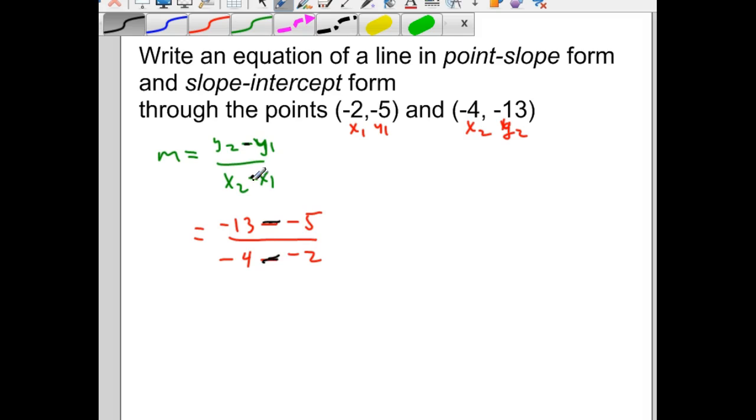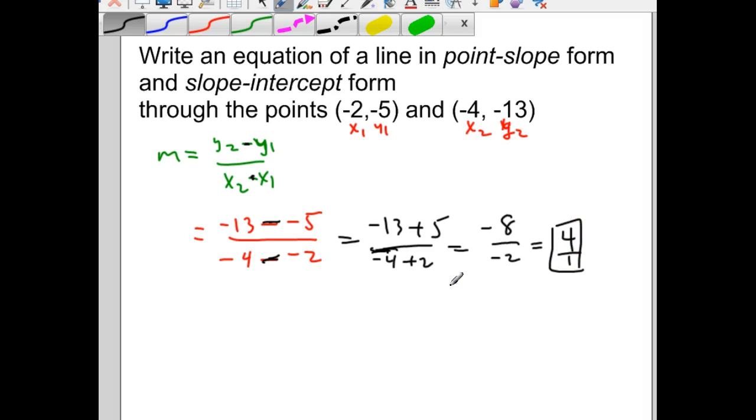And then I replace the y2, y1, x2, x1. And just do your mathematics. Negative 13 plus 5. Negative 4 plus 2. And you should get, I think this is going to be negative 8 over negative 2. Simplifies down to 4. Or slope could be a fraction of 4 over 1. There's your slope. Now, basically, the question is saying, write an equation in point slope form with this as your slope and one of these as your point. It doesn't really matter which one you choose.